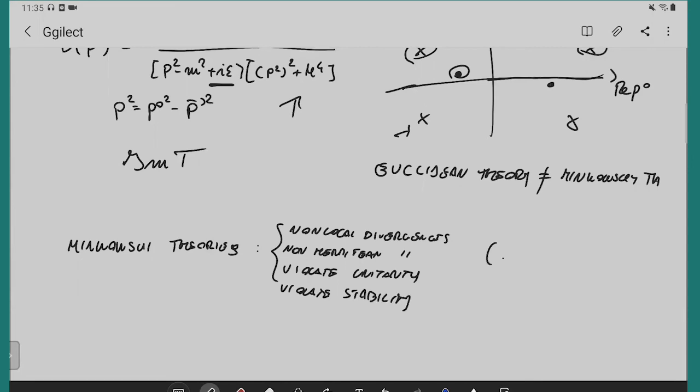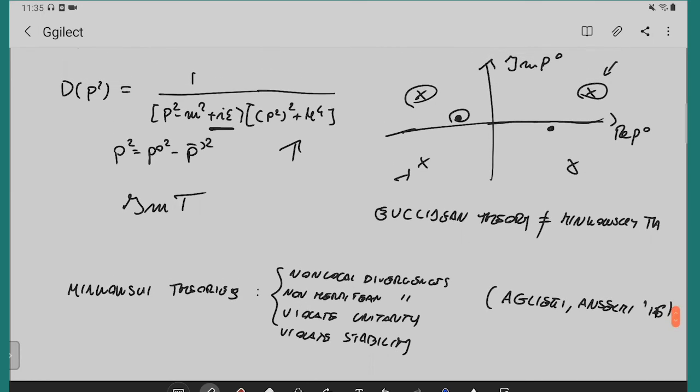This was shown by Aglietti and Anselmi in 2016, I think. All these problems, except for unitarity, disappear in the Euclidean, especially these non-local and non-Hermitian divergences.